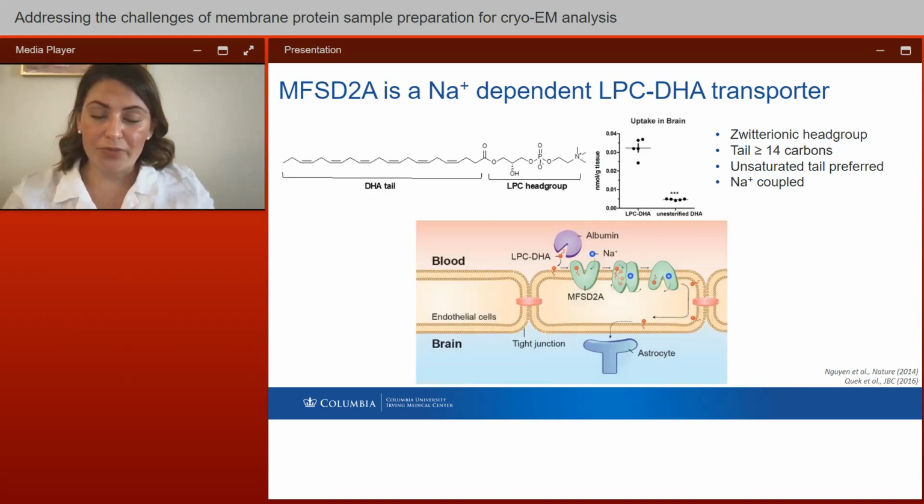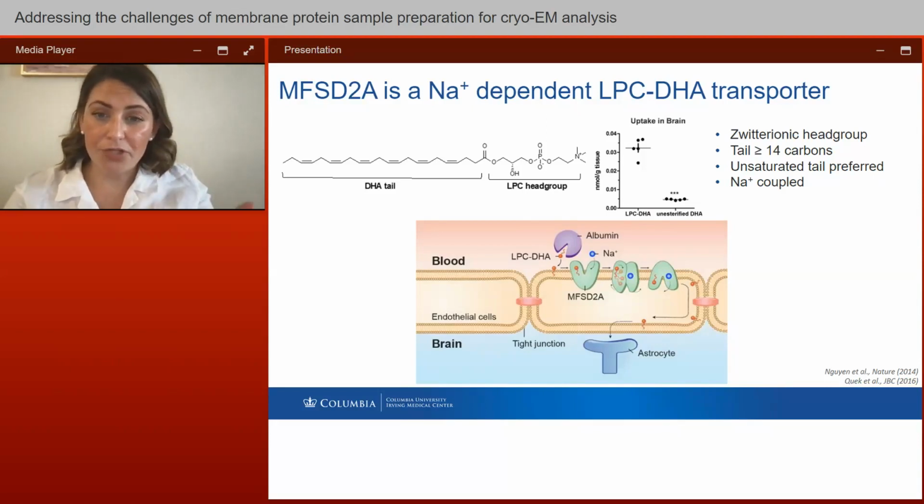So going into this project, we didn't have a lot of information about how this transporter works. We did know that in the blood, LPC-DHA is carried around by albumin, and we hypothesized that it gets inserted into the outer leaflet of the membrane, and then that MFSD2A flips that lipid to the other side of the membrane in a sodium-dependent fashion.